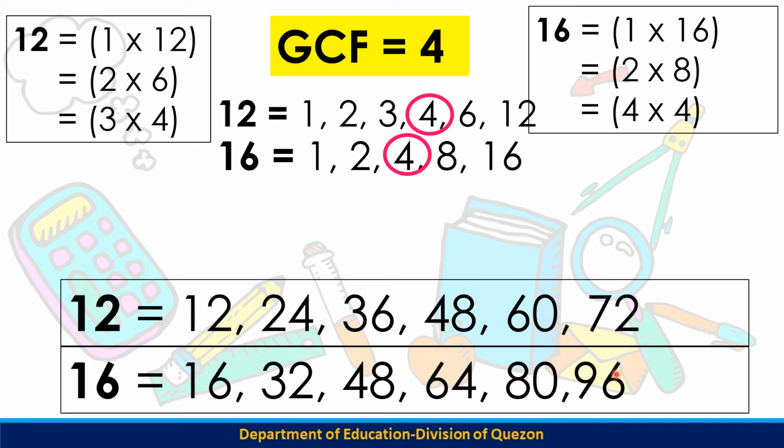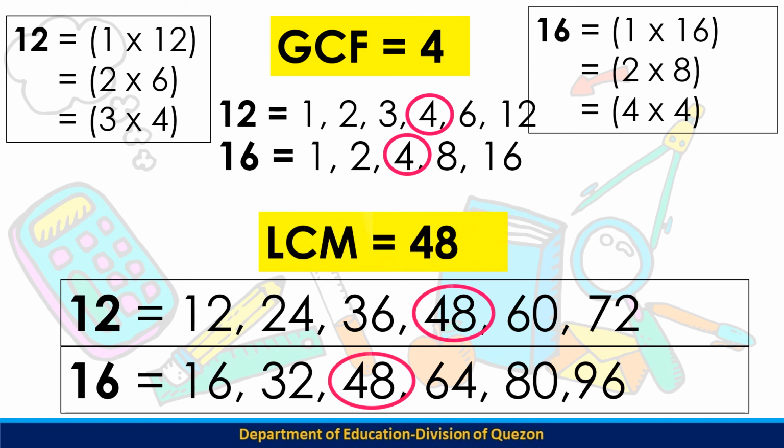Now, which number is the same factors? Yung smallest number naman po ang kukunin natin dito na magkaparehas sila. So, the smallest number here is 48. So that our LCM here is 48.